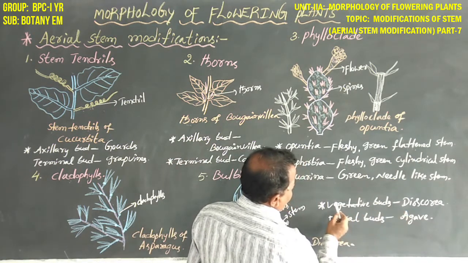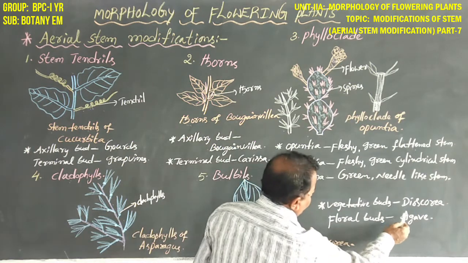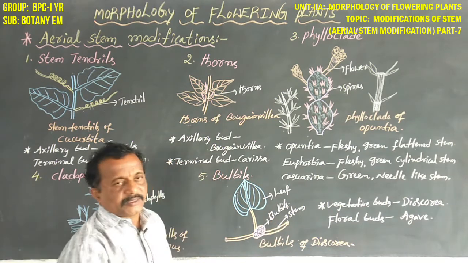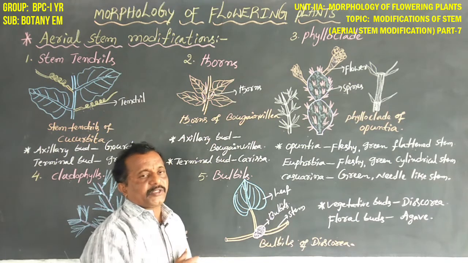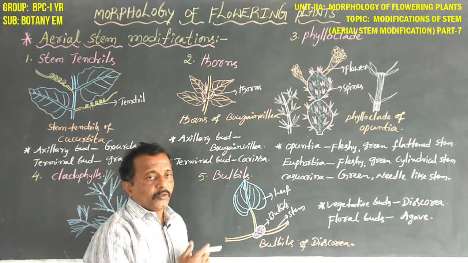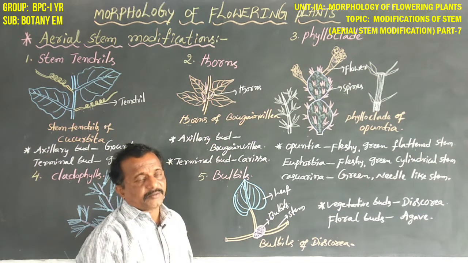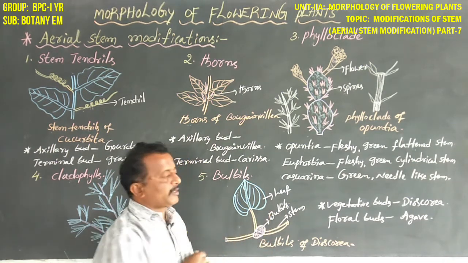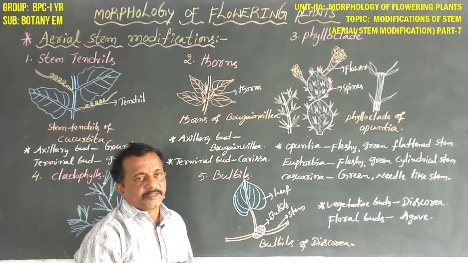In Dioscorea, the vegetative buds are modified to bulbils. In Agave, the floral buds are modified to bulbils. Vegetative buds appear before the reproductive stage, and floral buds appear after the reproductive stage. In Dioscorea, the vegetative buds are modified to bulbils. In Agave, the floral buds are modified to bulbils.